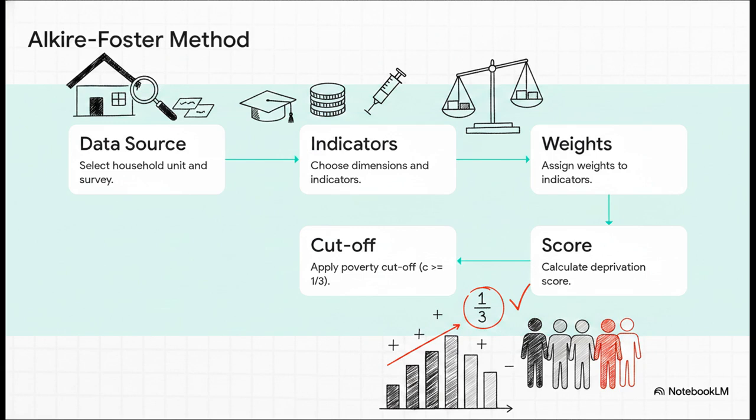You start with a household survey. You choose your dimensions and indicators. You assign mathematical weights to them. Then you calculate a deprivation score for each household. If that score hits 1/3 or higher, that household is officially classified as multidimensionally poor.